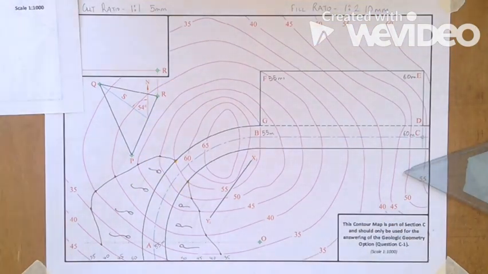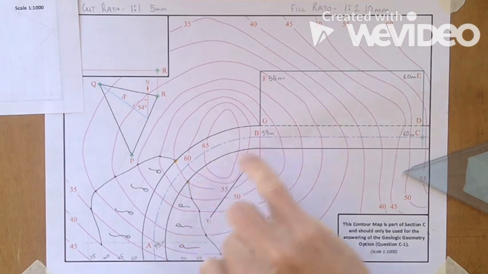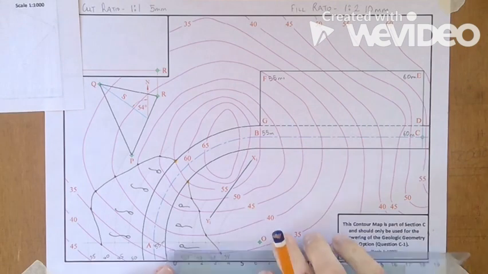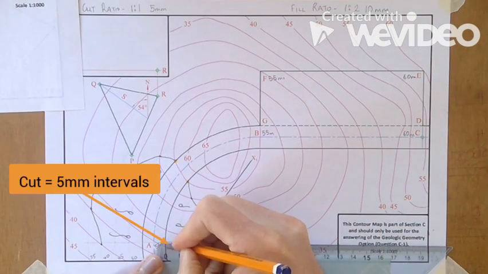Okay, last part then is from here over to B, and that is cutting away. So that's only 5 millimeters apart.